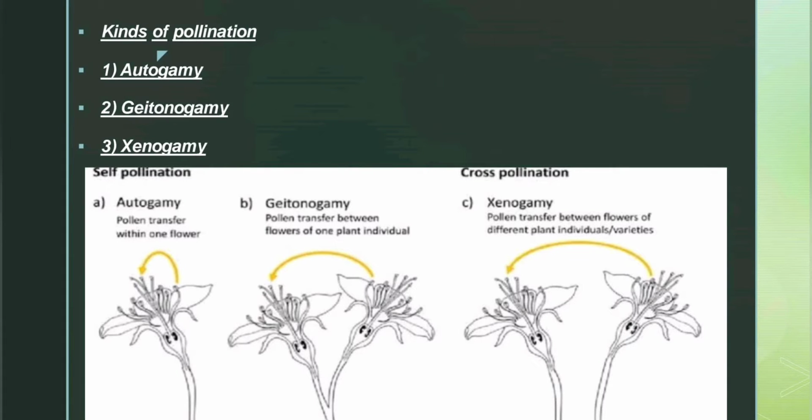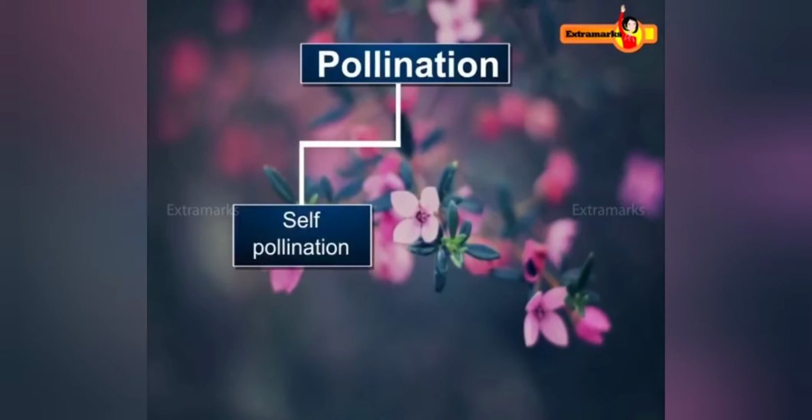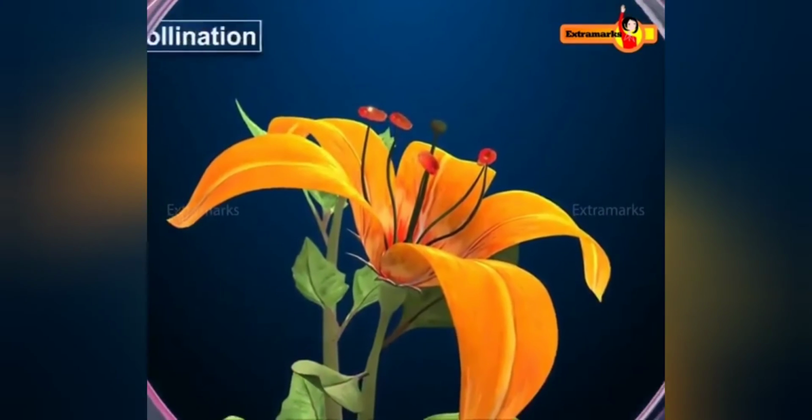Autogamy, that is pollination within the same flower. Geitonogamy, that is pollination between the flowers of the same plant. And xenogamy, that is pollination between the flowers of two different plants but of the same species. When the gametes belong to the same genetic constitution, the pollination is known as self-pollination. If the gametes have different genetic constitution, the pollination is known as cross-pollination.